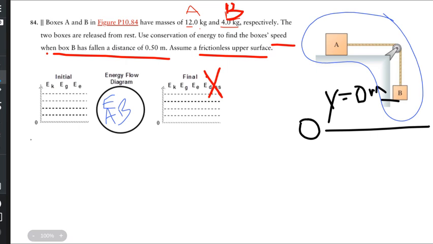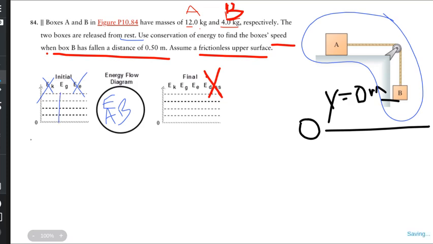Initially we have no kinetic energy because it begins at rest. And there's no spring involved anywhere in our system, so we also do not have elastic potential energy. And so really the only type of energy the system of block A and B has is going to be that initial gravitational potential energy, okay?